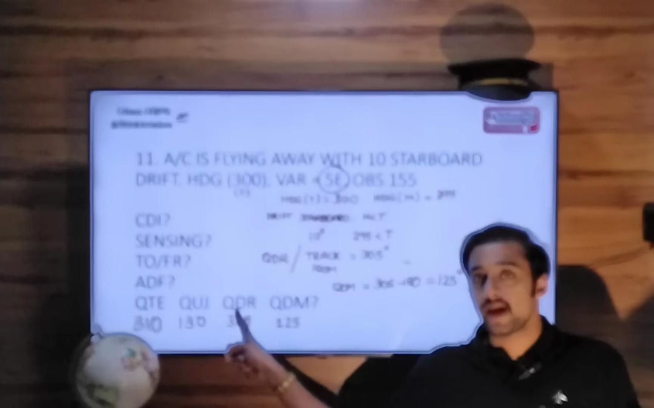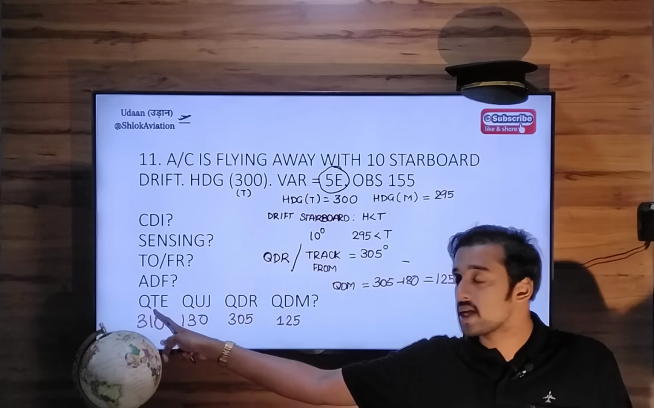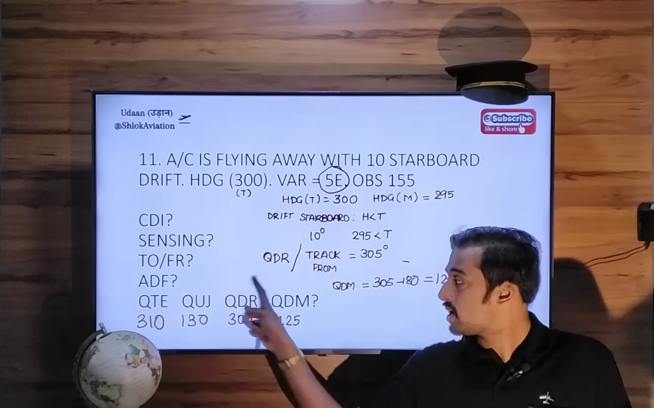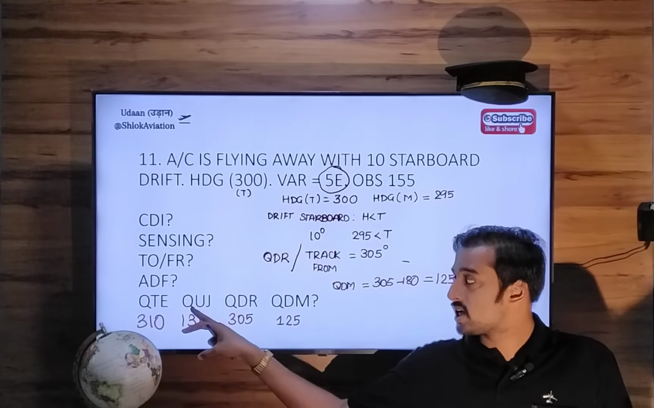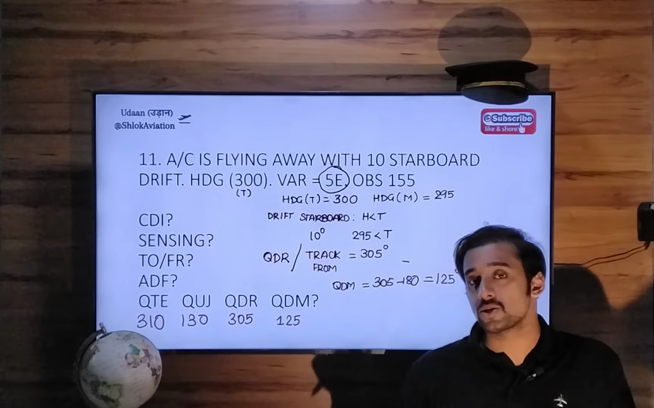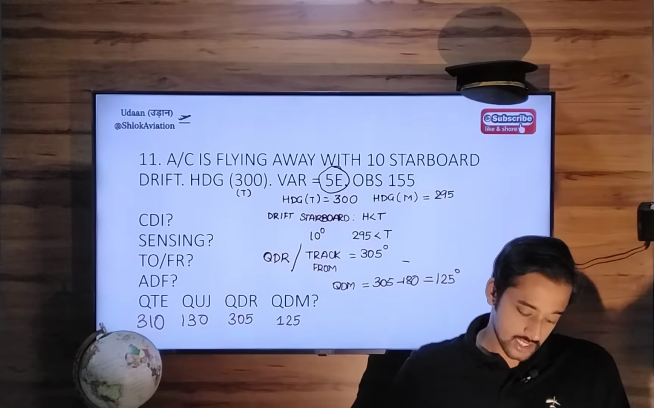So QDR is magnetic bearing from the station. QTE is true bearing from the station. QDM is magnetic bearing towards the station. QUJ is true bearing towards the station.